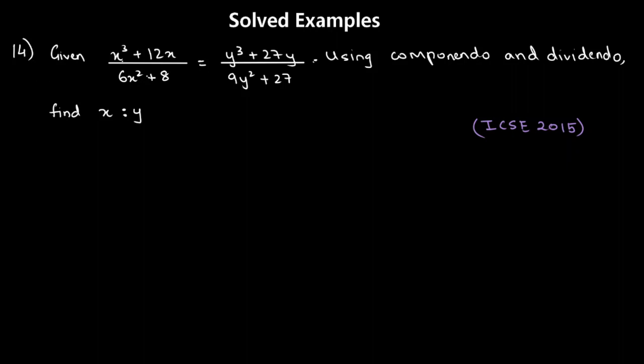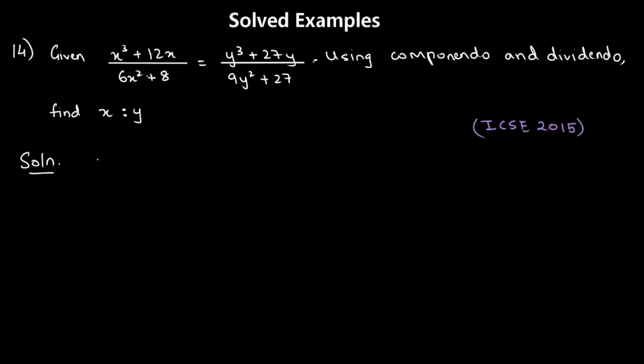So it's given to us that (x cubed plus 12x) upon (6x squared plus 8) is equal to (y cubed plus 27y) upon (9y squared plus 27). Now using componendo and dividendo, we want to find x is to y. Right? So here they've specified that we need to use componendo and dividendo, and even if they hadn't, we would have probably used that particular property, considering it is one of our favorites, to solve this particular question. So let's start off.